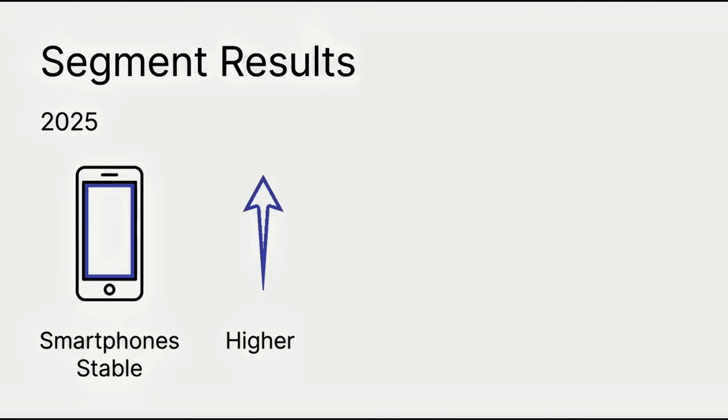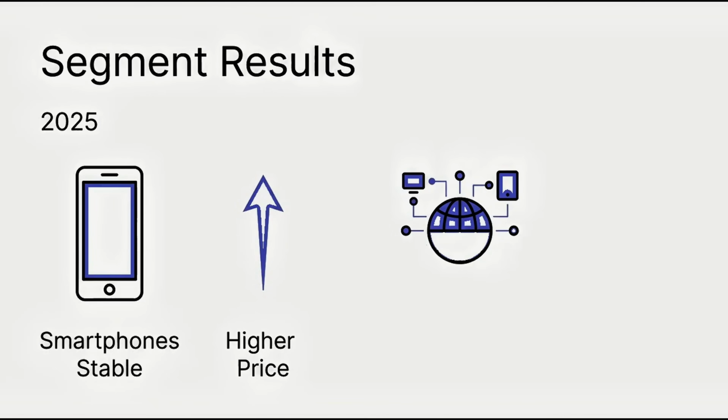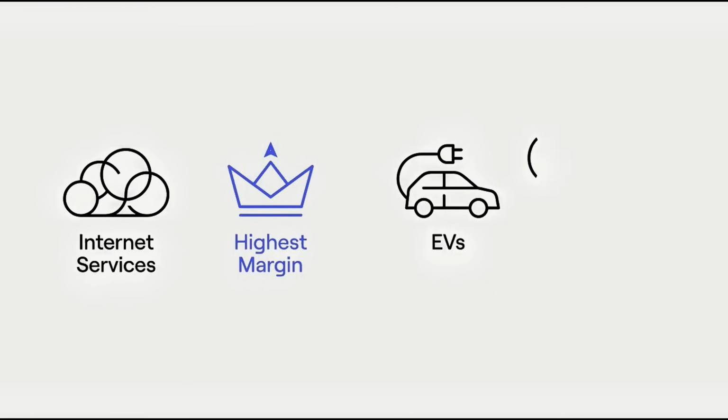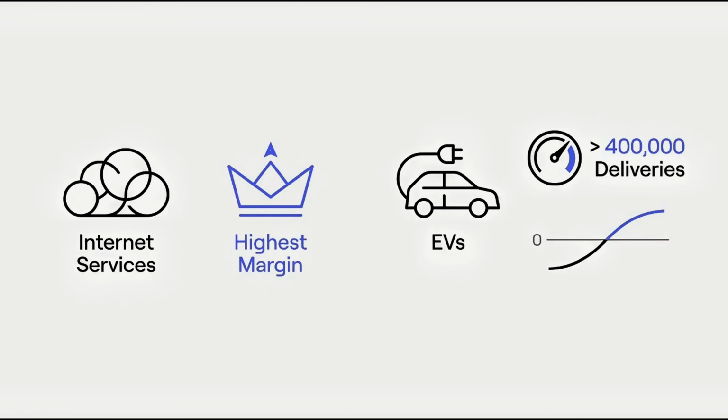Finally, read the segment results. In 2025, smartphones were stable with higher average selling prices. IoT crossed 1 billion connected devices with improving margins. Internet services remained the highest margin business, and EVs scaled past 400,000 deliveries, even reaching quarterly operating profitability.